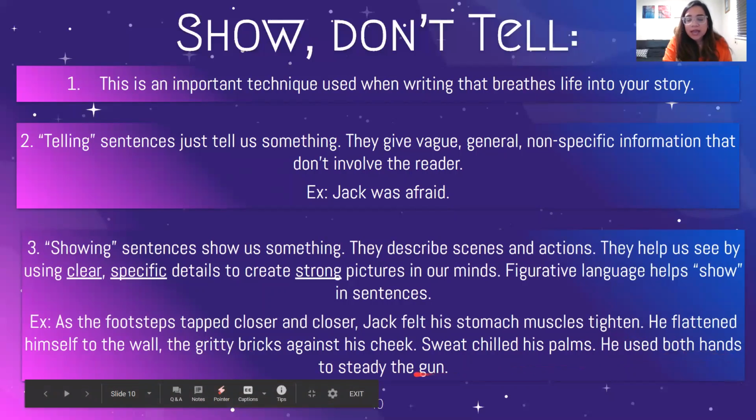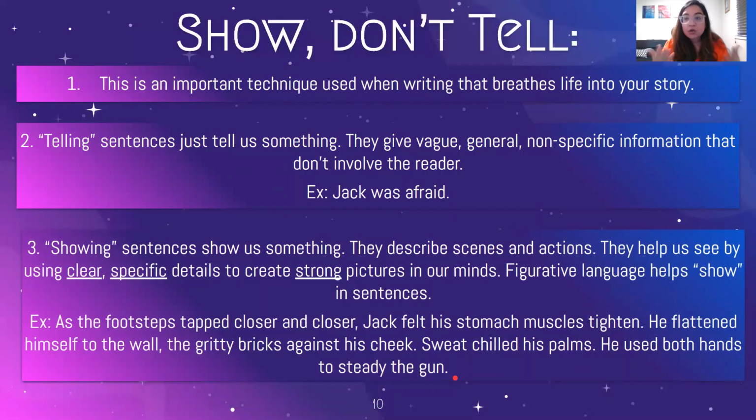And then he used both hands to steady the gun. And oof, that already tells us so much. It shows us so much, right? If you have a gun in your hand and you're confident, you're going to be able to hold it with one hand. You're going to be able to point. You're going to be able to shoot. But if you're nervous and if you're feeling afraid, you don't really want to hold the gun. You're going to need both hands to steady it because it's obvious that his hands are shaking. So he's using both hands to keep it steady, to keep it aimed.